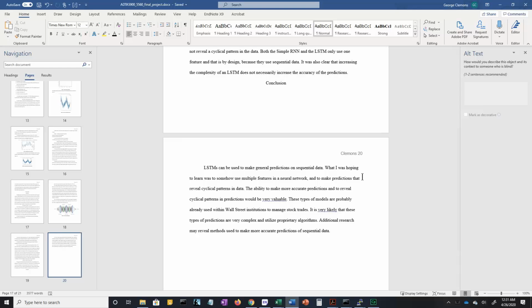These types of models are probably already used within Wall Street institutions to manage stock trades. It is very likely that these types of predictions are very complex and utilize proprietary algorithms. Additional research may reveal methods used to make more accurate predictions of sequential data.